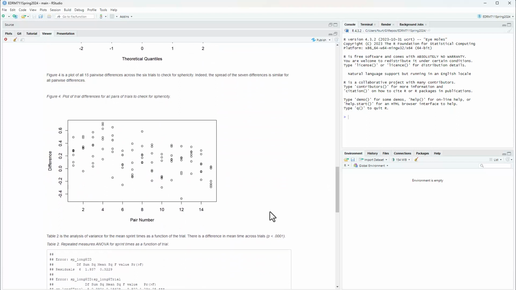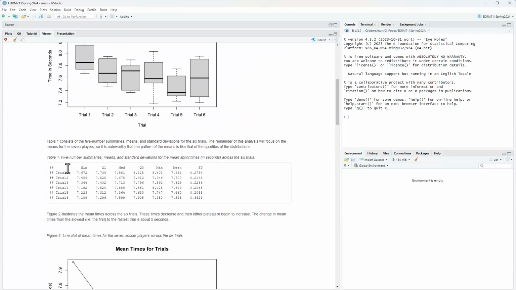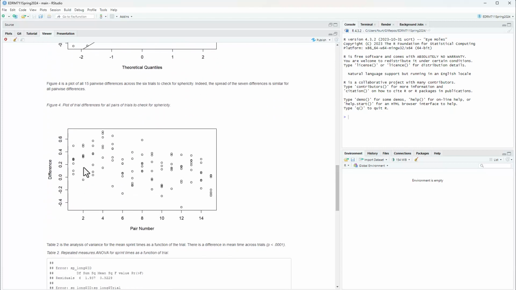So even though we have up here 6 different trials that we're looking at, here are the 6 different trials, we're actually dealing with 15 pairs among all possible variations of the pairs of trials, trial 2 to 1, trial 3 to 1, trial 3 to 2, and so forth.